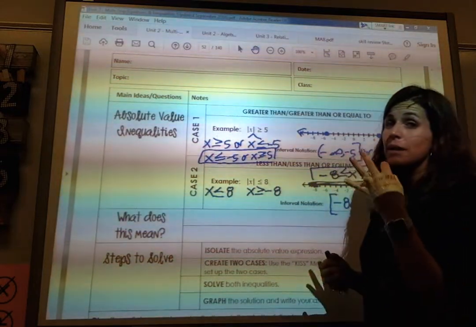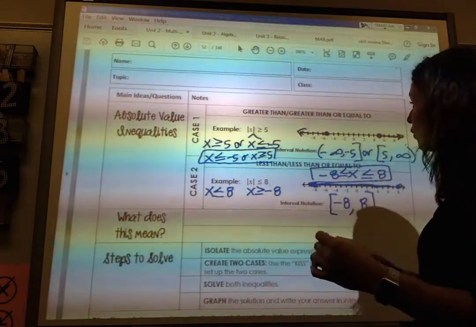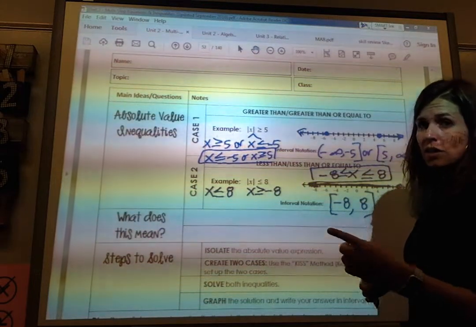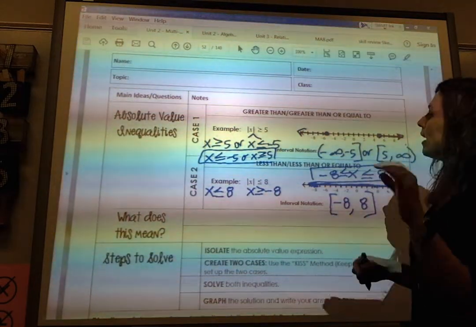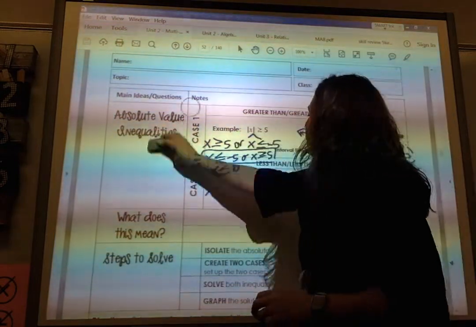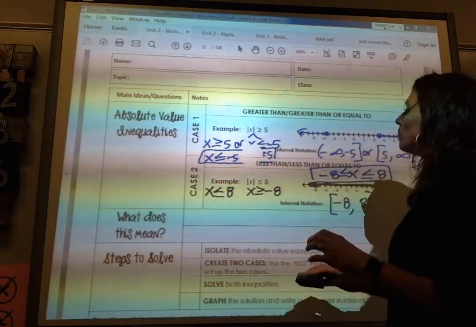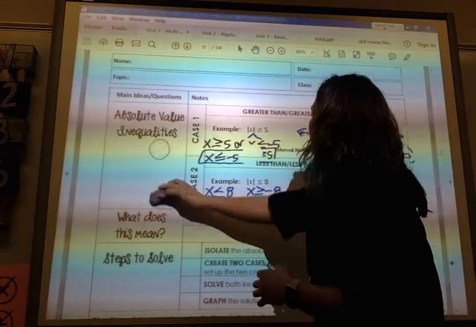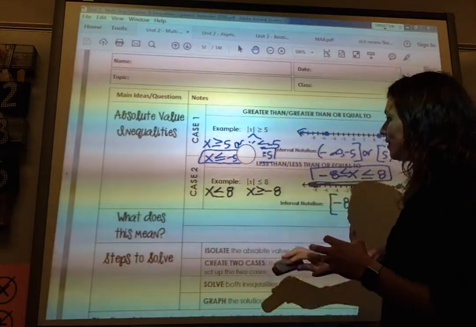So 3 things that I'm looking for on your homework and in your notes: the written notation, the interval notation, and the graph, okay? So when you look at this, does it look similar to something that we've already done? Yes, it does.